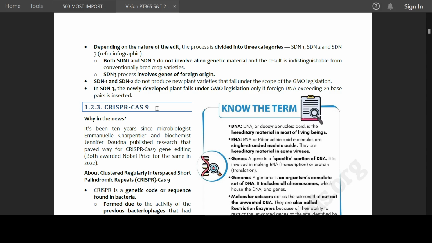SDN1 and SDN2 do not produce new plant varieties that fall under the scope of GMO legislation. This is very important. Okay, they do not produce new plant varieties, SDN1 and SDN2. In SDN3, the newly developed plant falls under GMO legislation only if foreign DNA exceeding 20 base pairs is inserted.